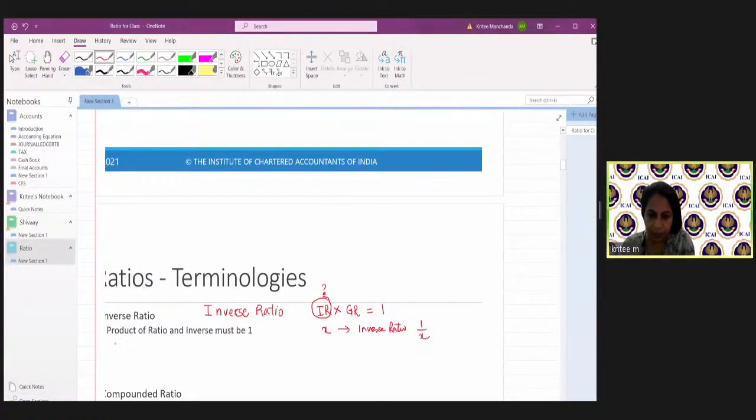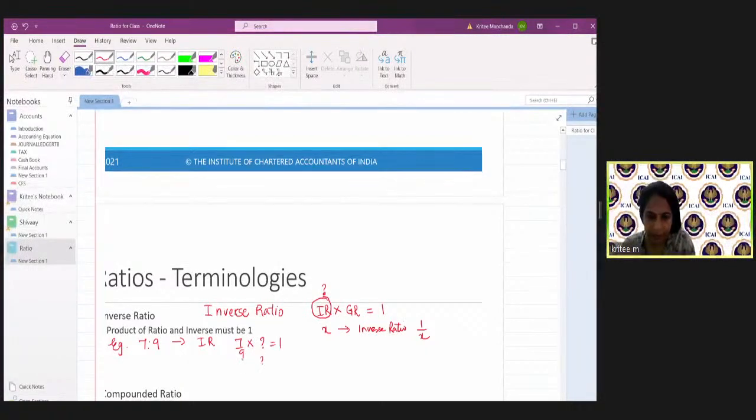Say for example, if I have the ratio 7:9 and I want the inverse ratio of it. So the inverse ratio would be, what should be multiplied by 7/9 so that we get 1.